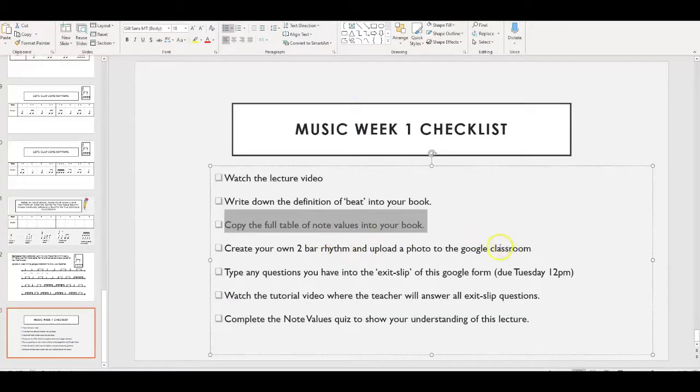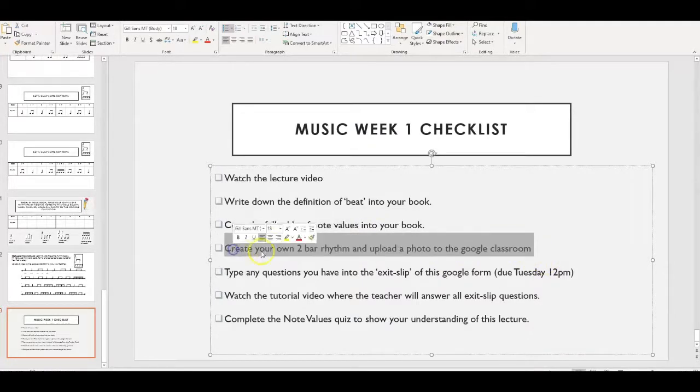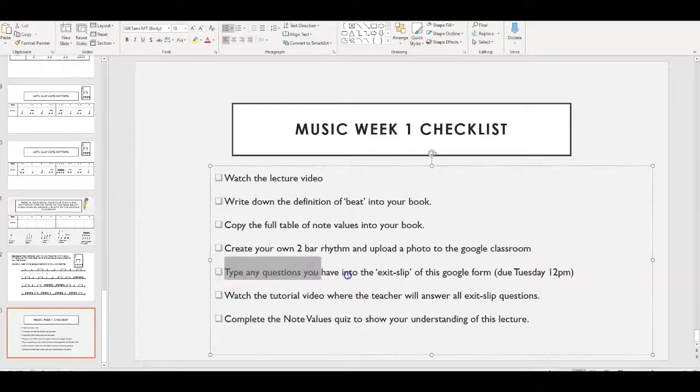We will be using those in music a lot this term, and so it's important that you have some practice drawing them. You should have also created your own 2-bar rhythm, and you need to upload that to the Google Classroom. And that is due by Monday next week. At the end of this Google form, can you please type any questions that you have based on the information that we talked about in this lecture? And that's due by 12 p.m. tomorrow. Then when you're done, the teacher will create some answers to all the questions and make a tutorial video just to explain all of those questions.